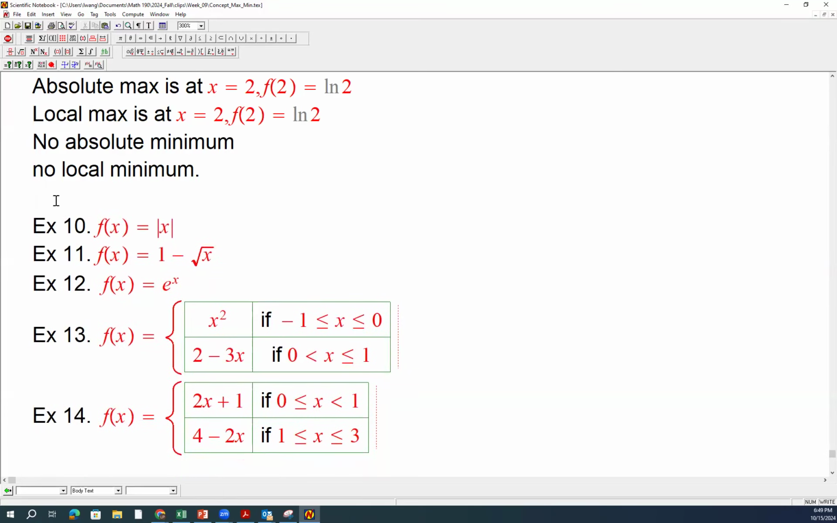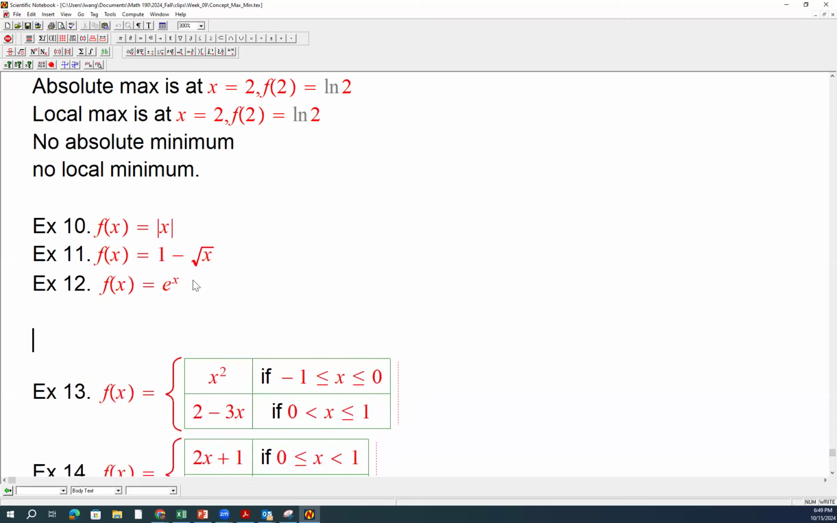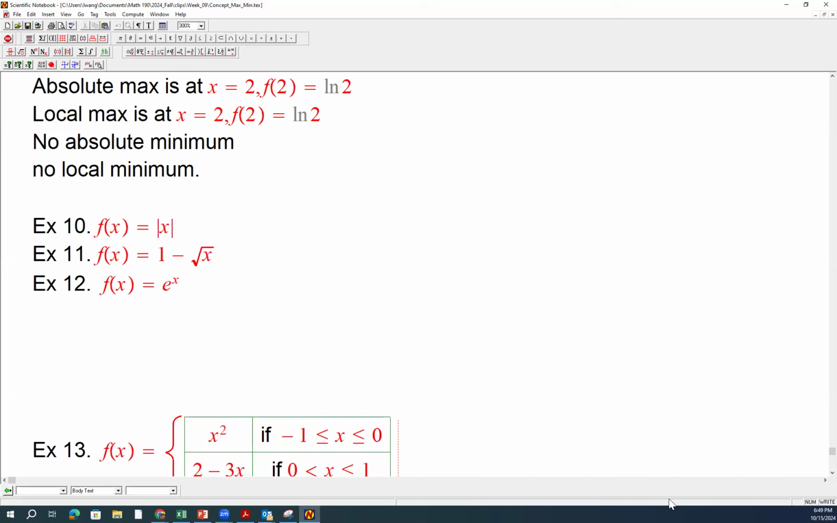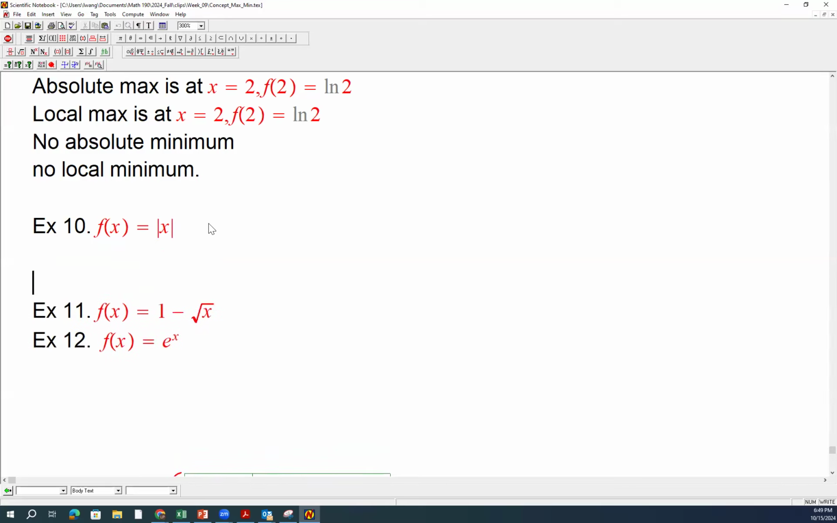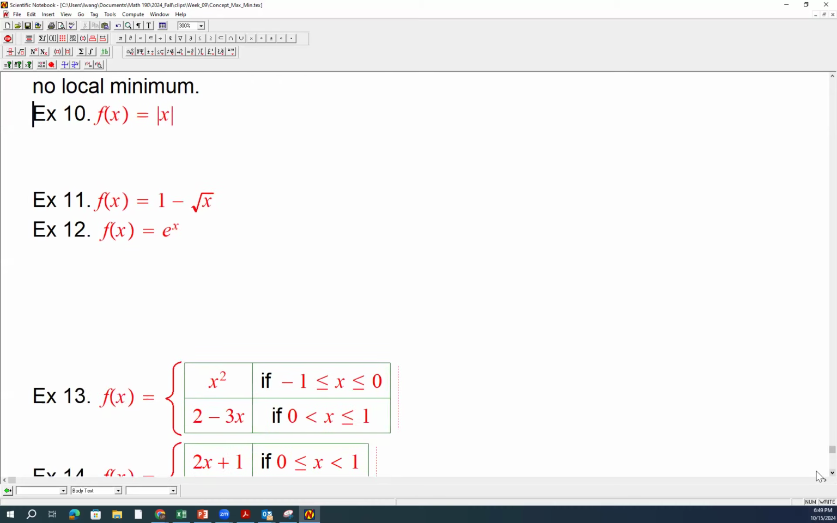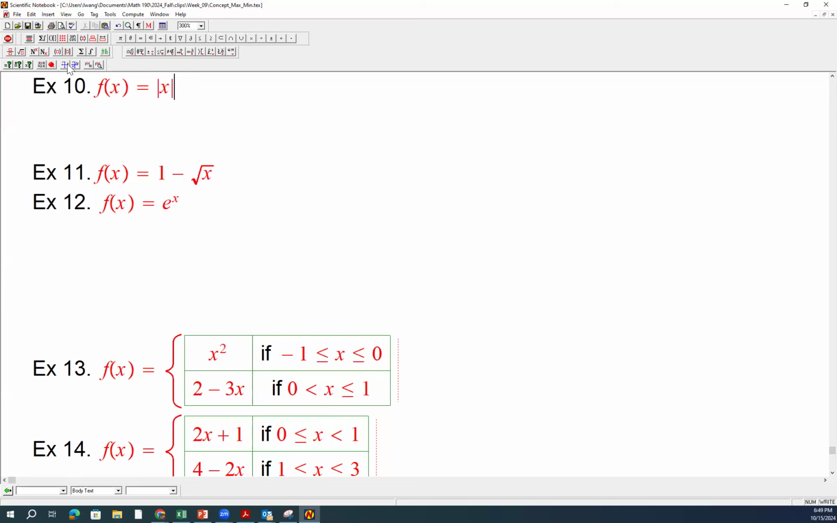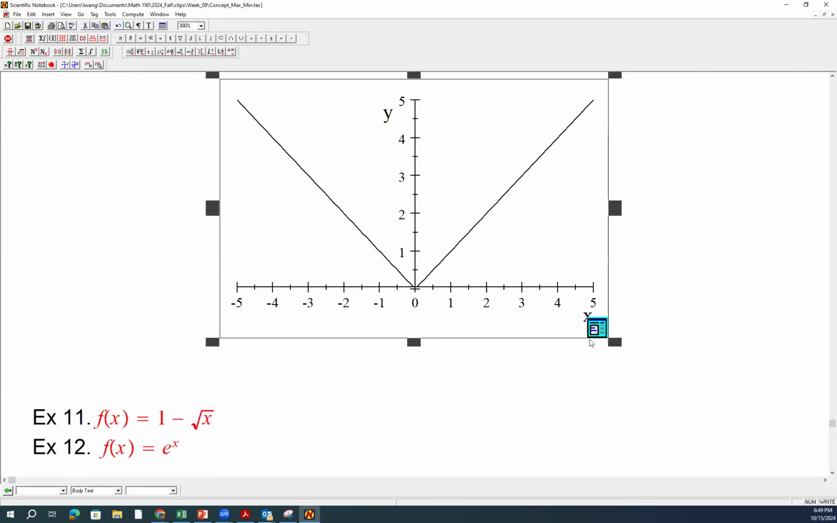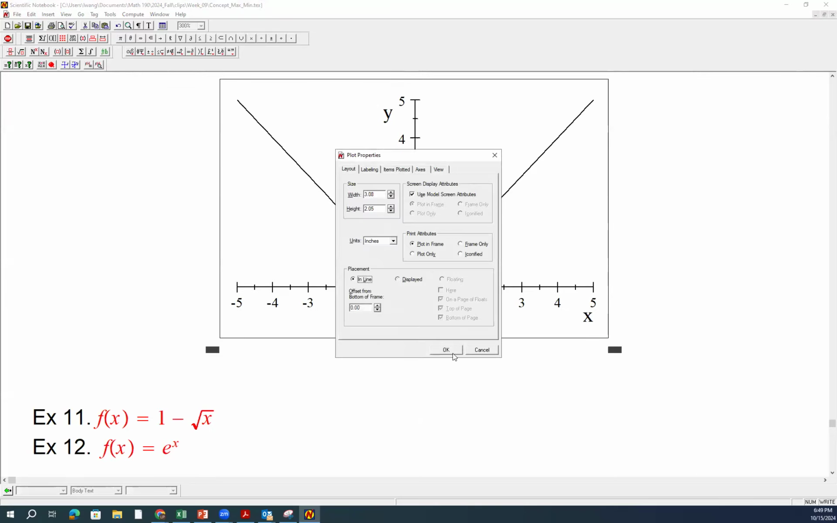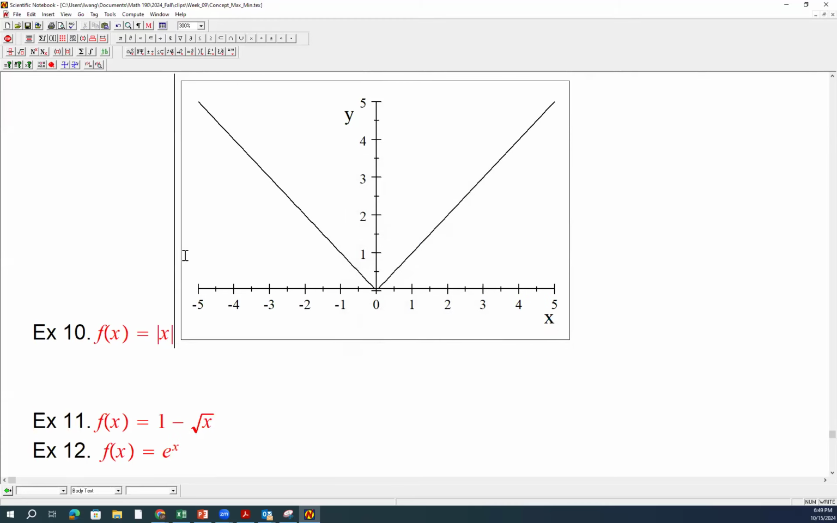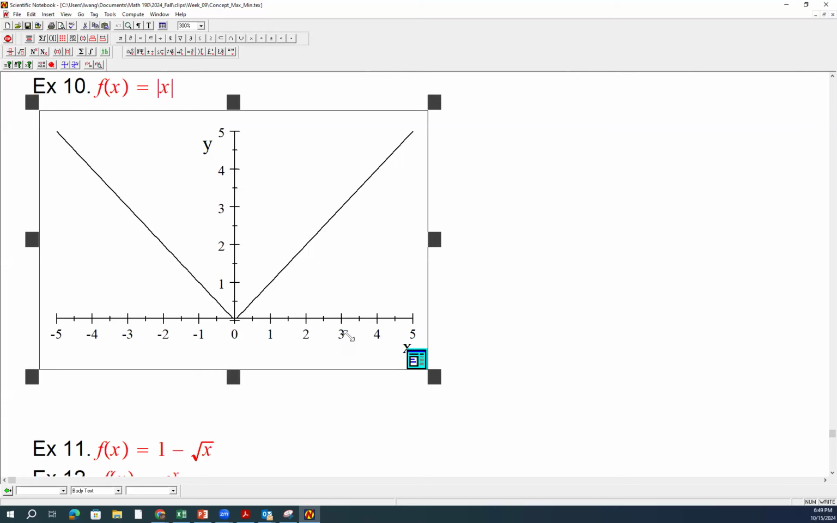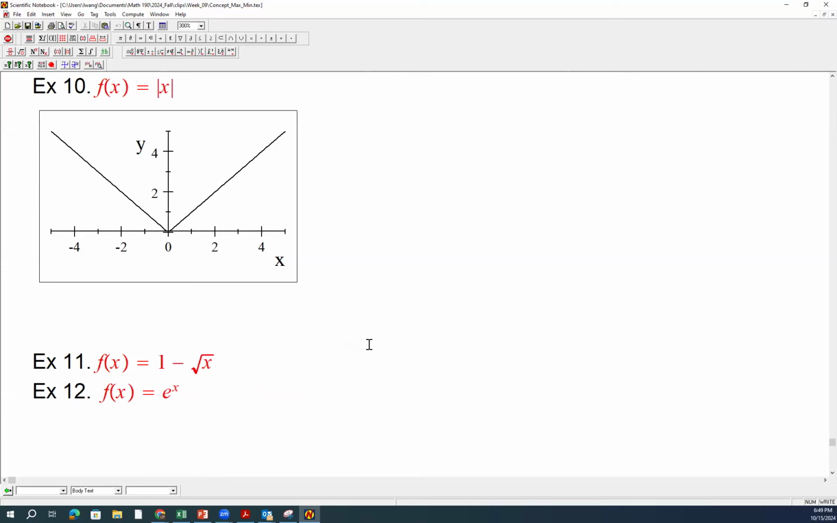Okay, for the next 3 functions, before we touch those 2 piecewise functions, these 3 functions were not given an interval. It's just their natural domain. Let's see what we can tell. This function should be pretty familiar to us, that V-shaped function for absolute value of x. So I'm drawing this picture here. Obviously, we have an absolute minimum at 0.